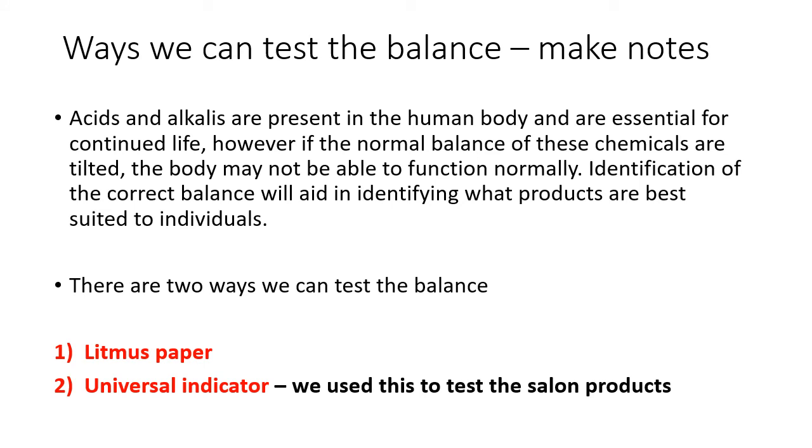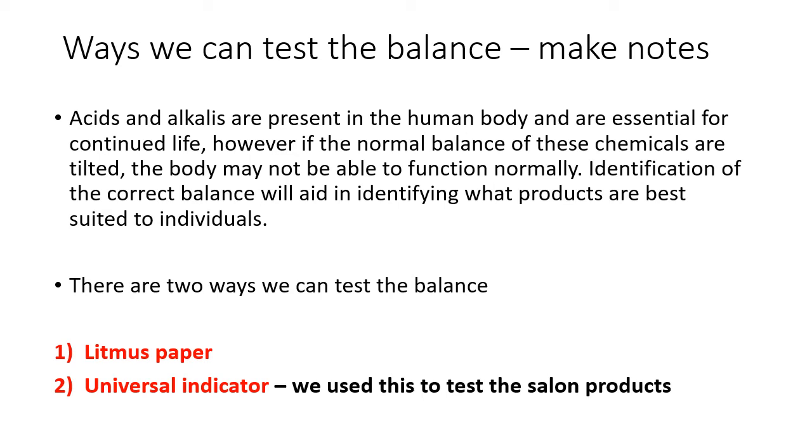Ways we can test the balance. Acid and alkalines are present in the human body and are essential for continued life. However, if the normal balance of these chemicals is tilted, the body may not be able to function normally. Identification of the correct balance will aid in identifying what products are best suited to individuals.